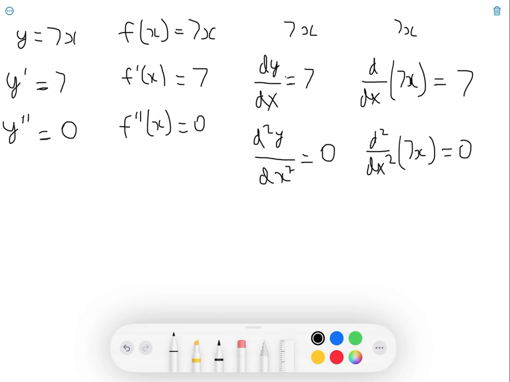We could have notation for third derivatives and fourth derivatives and so on as well. It would follow the same pattern. But I hope that by watching this video you are now more familiar with how we might express derivatives mathematically.